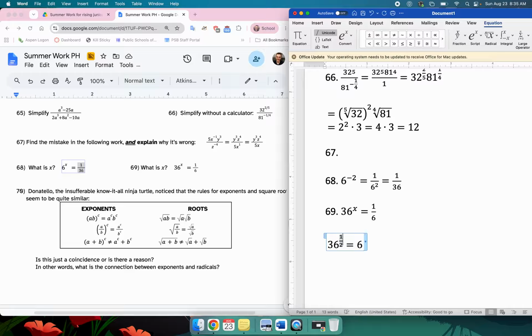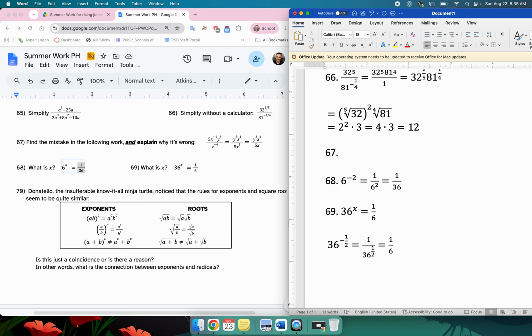But I don't want 6. I want 1 over 6. So I think what I want to do is just negative 1/2, because then 36 to the negative 1/2 is 1 over 36 to the positive 1/2. That's 1 over square root of 36, which is 1 over 6. So yeah, the answer is negative 1/2.